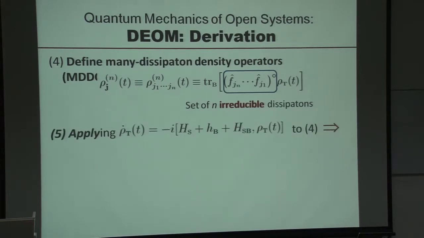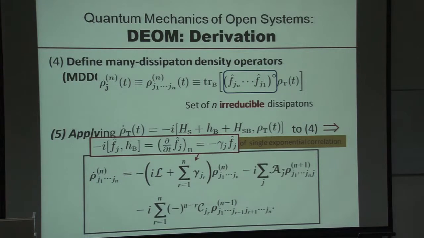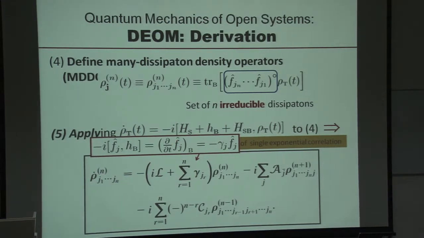Now you apply just Newton's fundamental equations to this equation. Basically, you make a dot here. Then the first term goes to the Liouvillian, and the second term goes to these exponential terms because of the single exponent correlations. This is like a Heisenberg equation of motion. This is like a derivative, and the derivative of a single exponential gives itself.